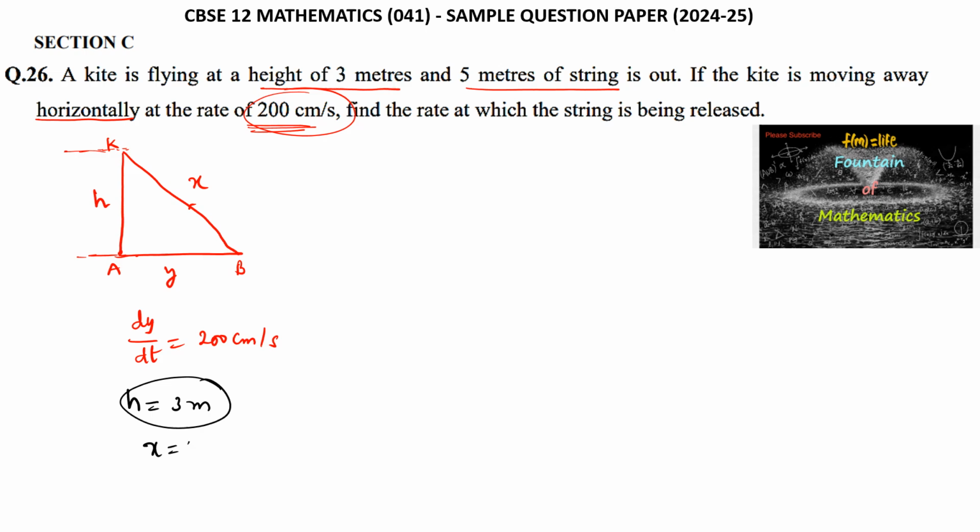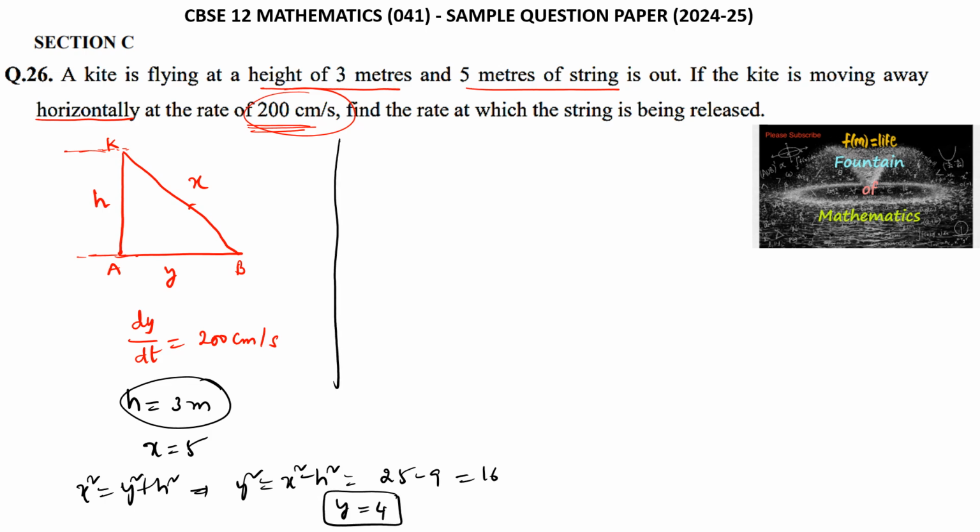So we have x square is equal to y square plus h square, or we can say y square is equal to x square minus h square, that is 5 square, 25, minus 3 square, 9, which is 16. So y is equal to 4. Now by using the relation, x square is equal to y square plus h square, h is a constant, so we can add 3 square, that is 9.